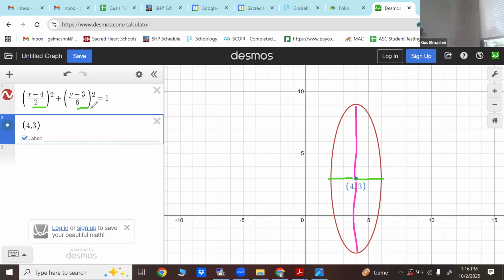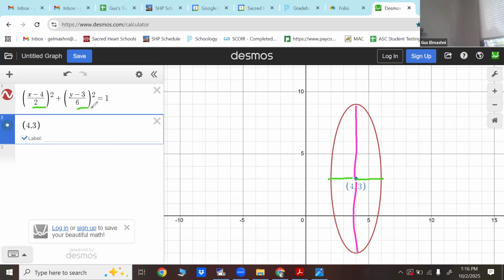The 2 belongs to X. 6 belongs to Y. So they're not radii or radius. Instead, we're actually going to call them axes. We're going to call one of them major and one of them minor. Which one do you think is major, in this case the Y or the pink? Which one's minor? The X or the green, right?